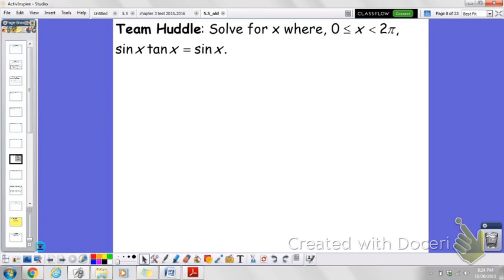So I would like for you to do this one by yourself. You're going to solve for x when it is between 0 and 2 pi. So only the angle is between 0 and 2 pi. For the equation, sine of x times tangent of x is equal to sine of x. And a little clue to get you started is to solve this equation for tangent of x. So go ahead, pause the video, and work this out, and then unpause it whenever you are ready.